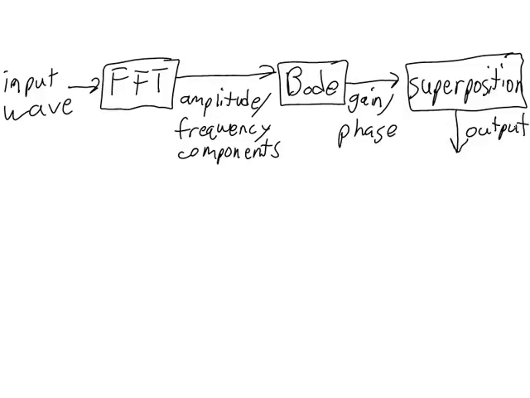By combining the Fourier transform, our knowledge of a Bode plot, and the superposition principle, we can find the output for any kind of input wave that we can dream up. So far, we've only talked about linearity. The other important system property that lets us predict the system output for any kind of input is called time invariance. Let's talk about time invariance now.